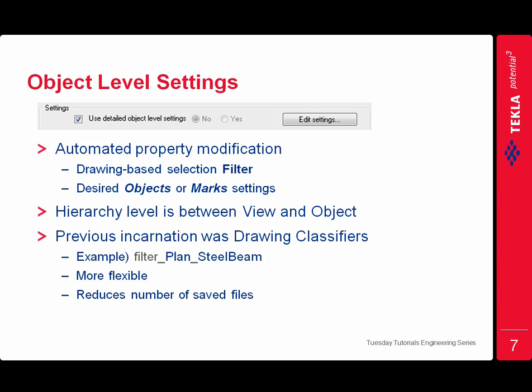The hierarchy level of these automated settings is kind of in between the view level and the object level. If you were to go in and do this process manually, create a selection filter, select the objects, and then apply a setting, those would be object level changes, and they would stick according to whether you changed other items or not.